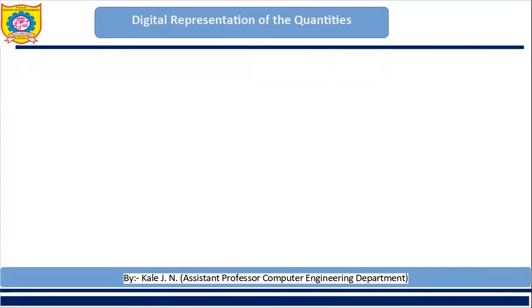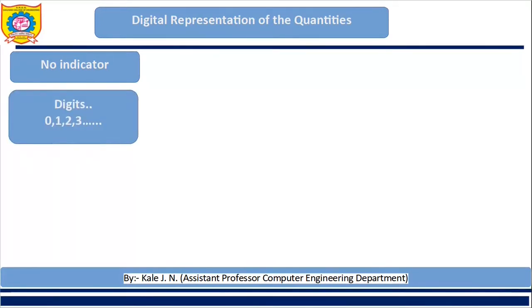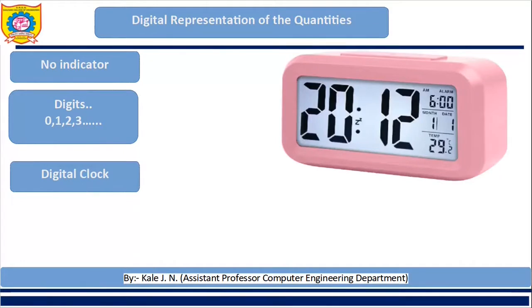Now let's look at digital representation of the quantity. In digital representation of the quantity, we don't use a continuously variable indicator for representing the quantity. Rather, here we make use of a symbol called a digit. Consider the example of a digital clock, which provides the time of the day in the form of decimal digits that represent hour, minutes and seconds. The time of day changes continuously.